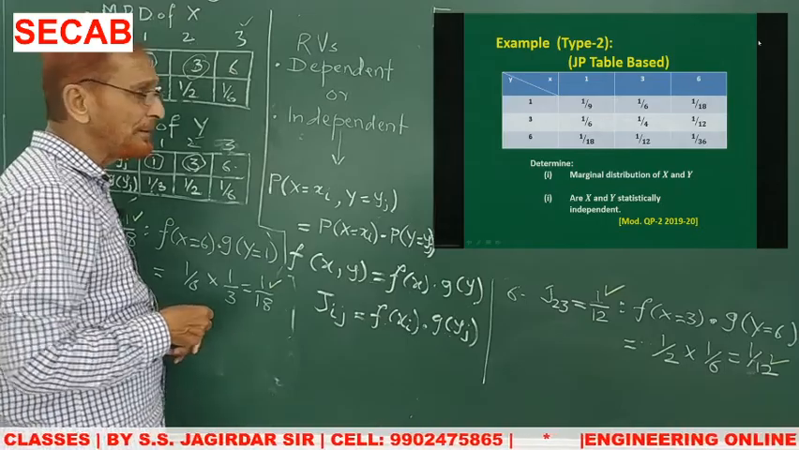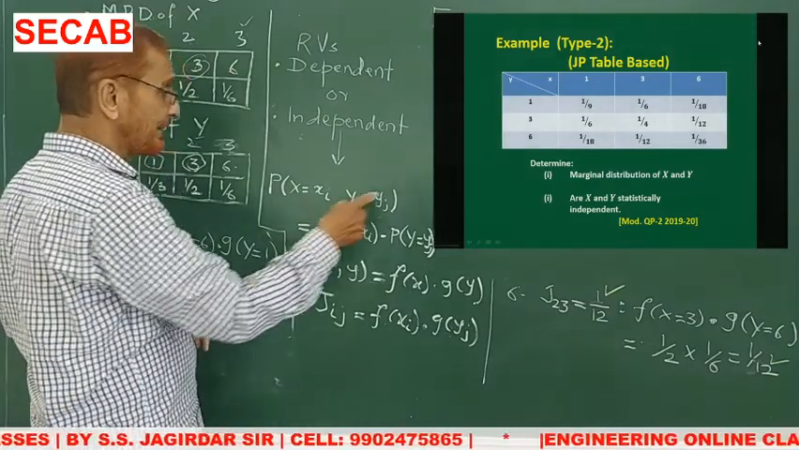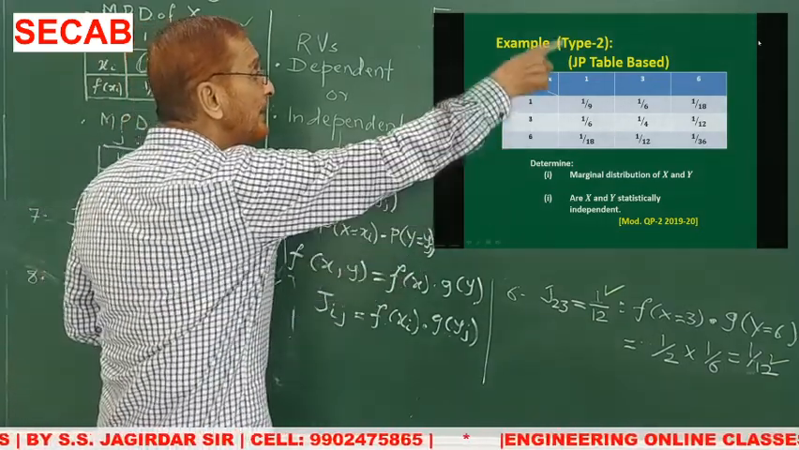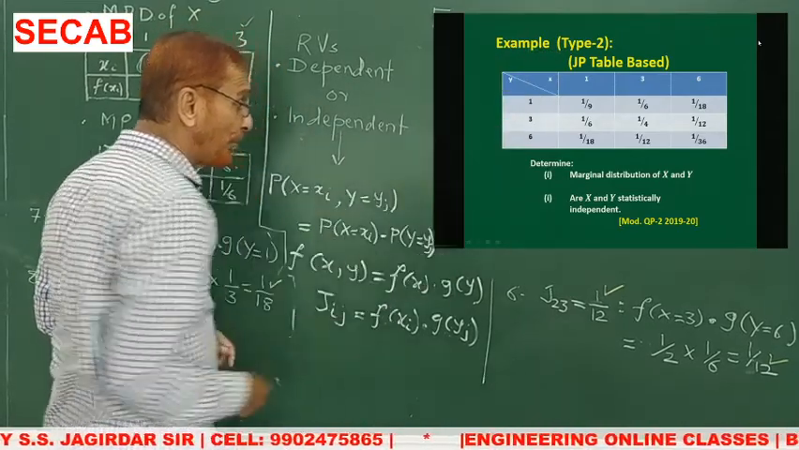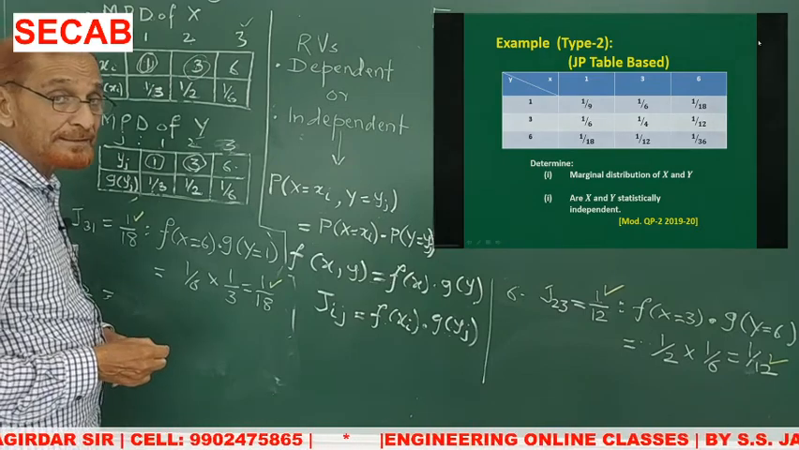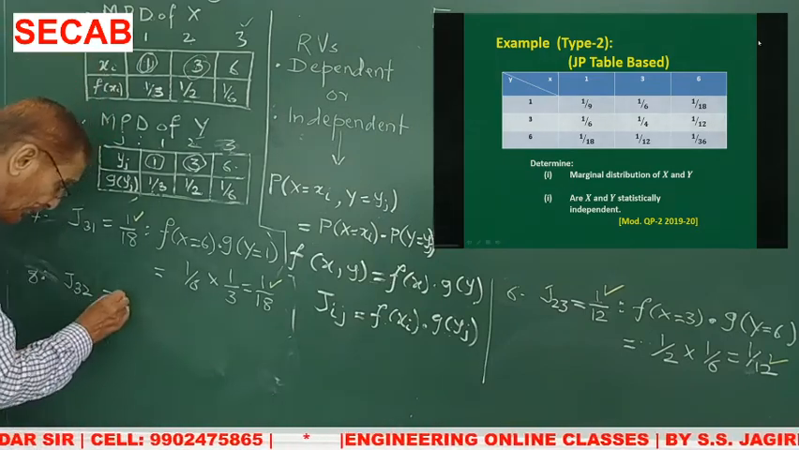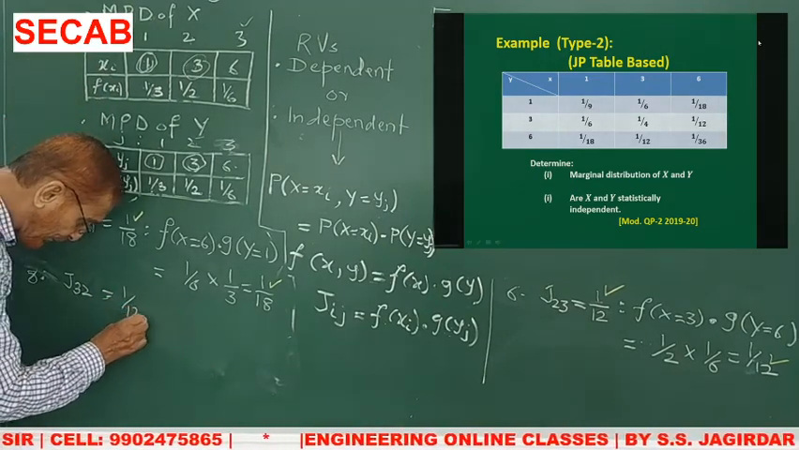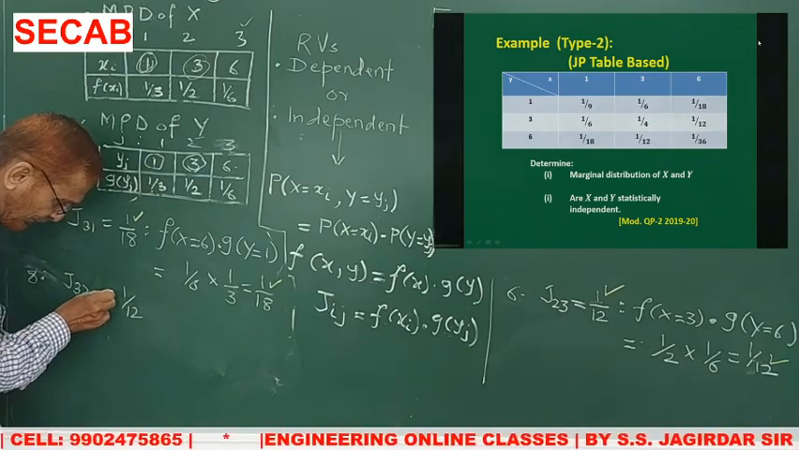Where is 6, 3? So look in the table. Where is 3, 6? 3 and 6, the middle value. So what is the box value? Box value is the J value. So when it is 3, 6, it is 1 upon 12. It is 1 upon 12. Okay, this we have got.